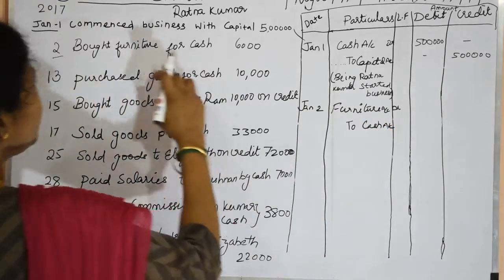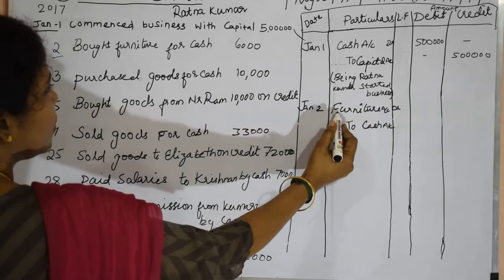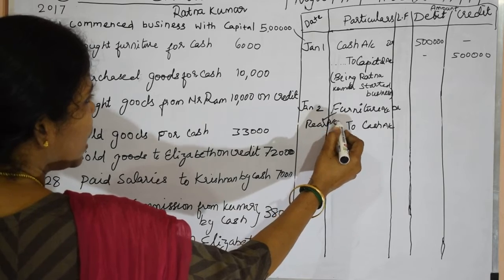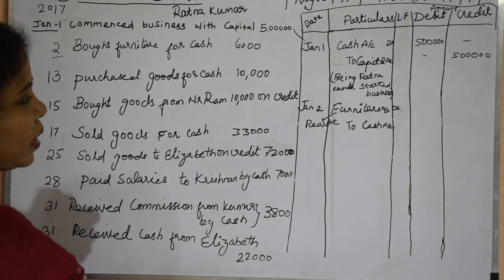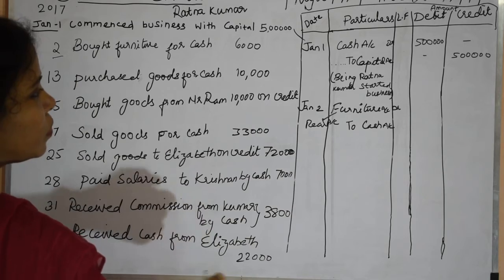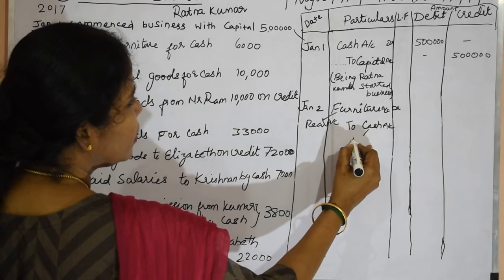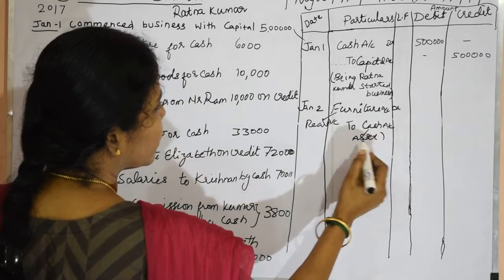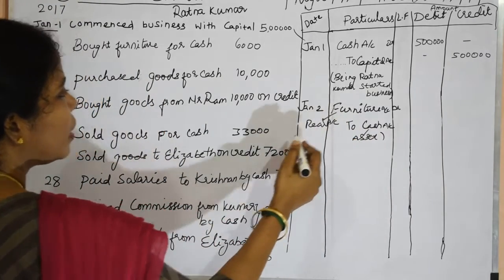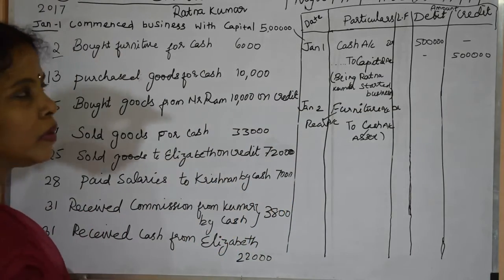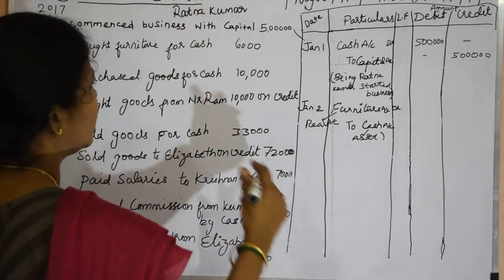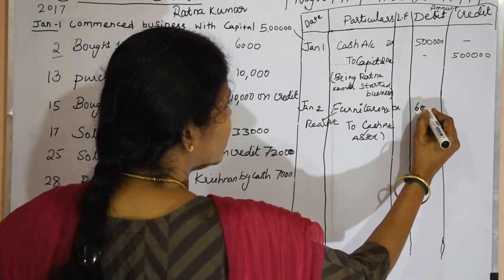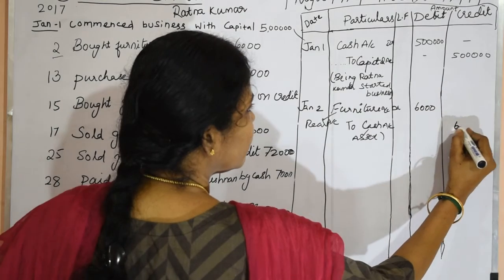Furniture is an asset. Asset means it relates to the real account. What is the rule of a real account? Debit what comes in, credit what goes out. Here cash is also an asset, so cash goes out. Both are real accounts. So the real account rule is debit what comes in and credit what goes out. The amount is 6,000, so you have to enter 6,000.